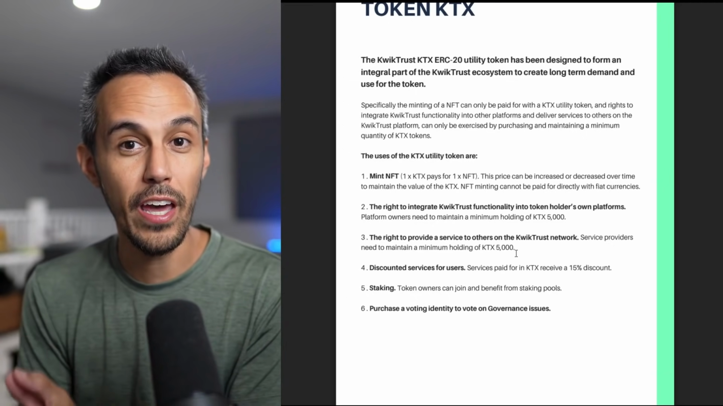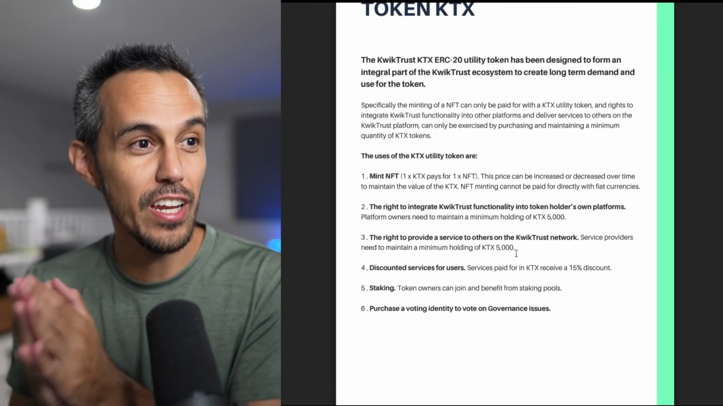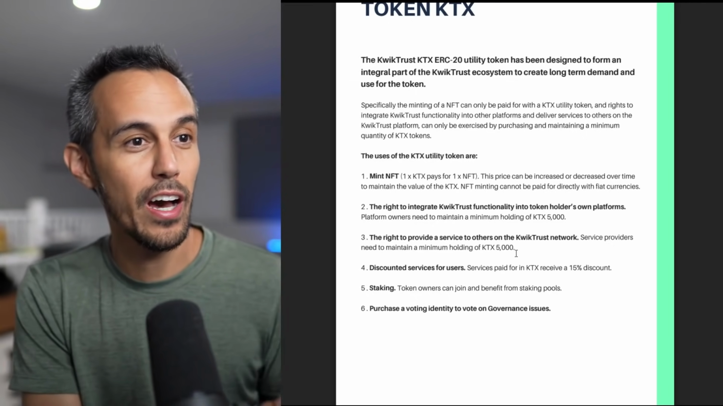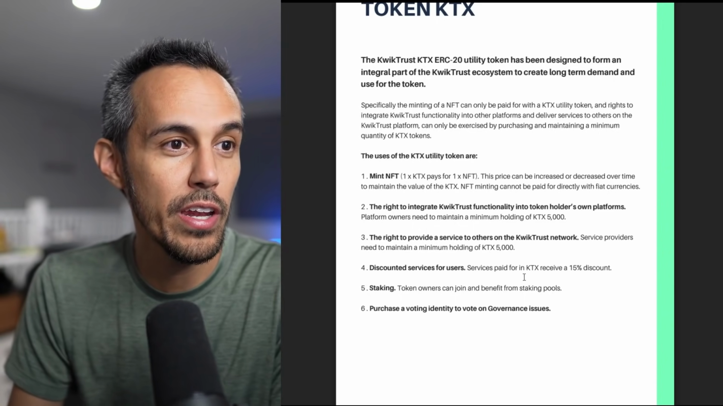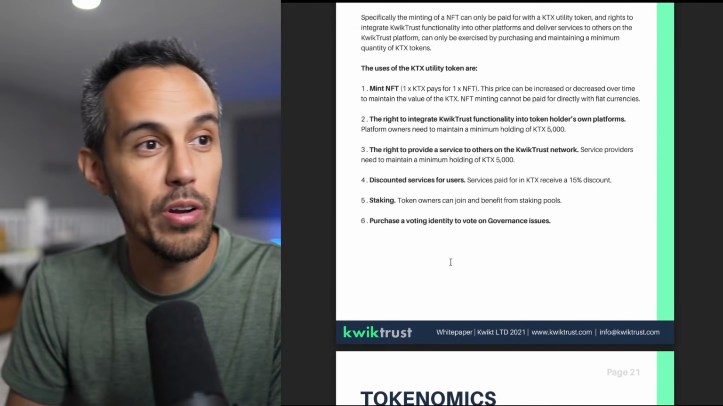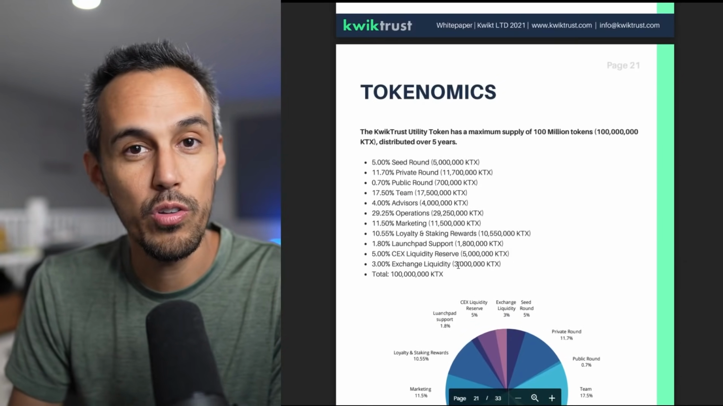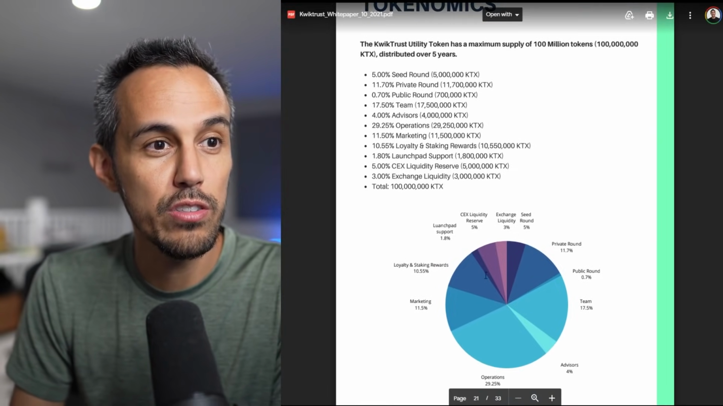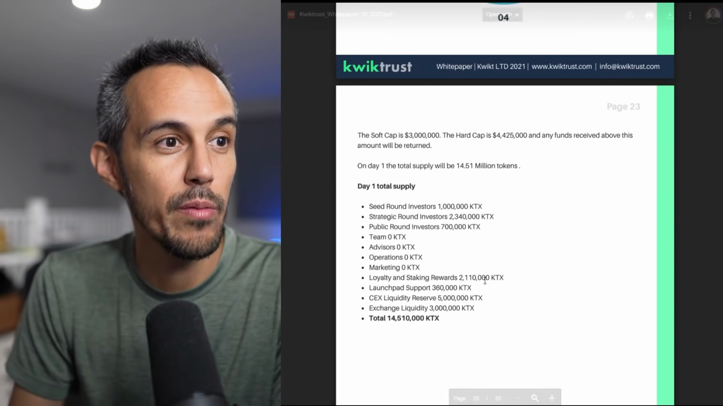So businesses that are interested in having it on their own platforms and having a cryptocurrency component to it, or if you're just part of the network, obviously they have a staking component as well, and then obviously discounts for holders if they're using the Quick token. Again, they go into their tokenomics here if you want to learn more about them and the overall supply.